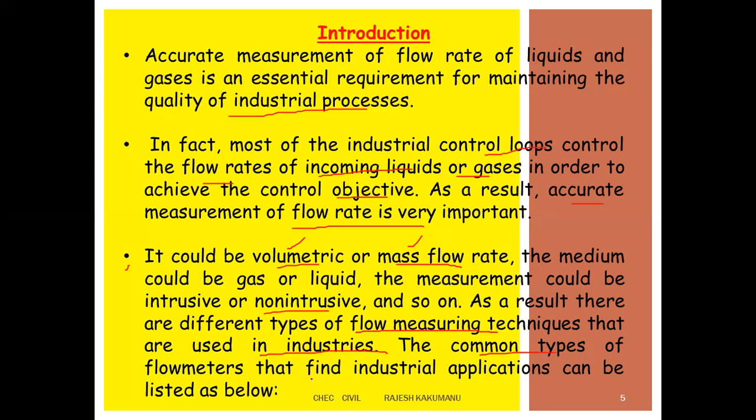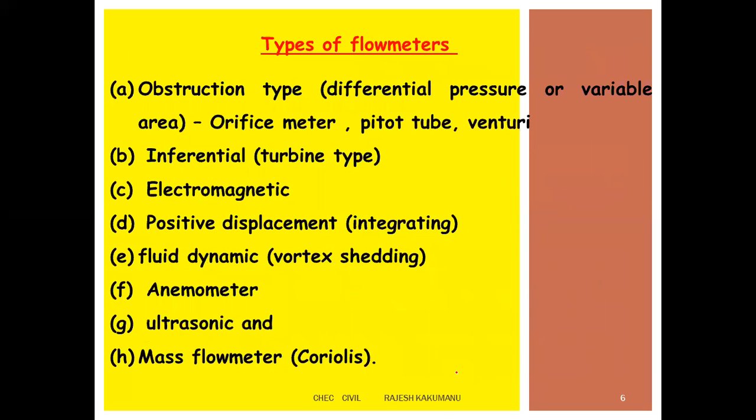The common types of flow meters that find industrial applications are as follows. What are they? The first one is the obstruction type of flow meters, that is differential pressure or variable area. Differential pressure means pressure difference, or variable area. The various types of obstruction type flow meters are the orifice meter, pitot tube, and venturi meter.